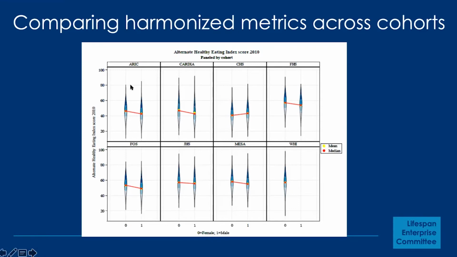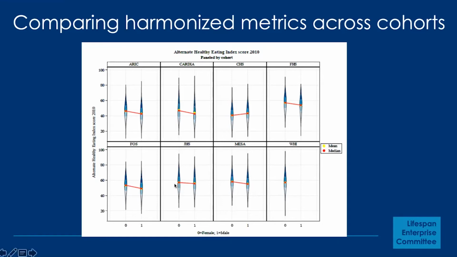So in one example, we were harmonizing diet, which is very complicated across cohorts because it's not collected in any standardized way. And we did multiple different methods in sequence to harmonize diet. So we had to align the types of foods that each study collected. We then had to align the serving sizes that each study collected, and then we had to do imputation.